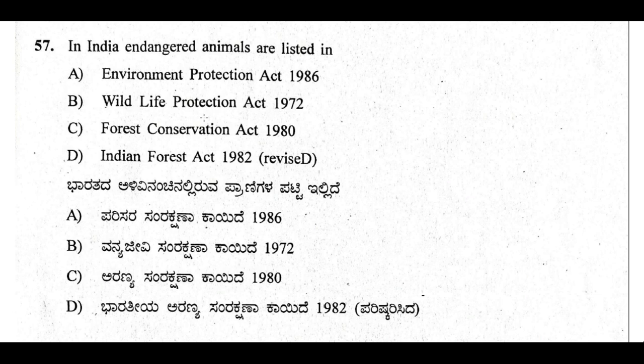Coming to 57th question, in India, endangered animals are listed in option A, Environment Protection Act 1986, option B, Wildlife Protection Act 1972, option C, Forest Conservation Act 1980, or is it D, Indian Forest Act 1982, that is revised? So the right answer is Wildlife Protection Act 1972. In India, endangered animals are listed. So it is listed on Schedule 1 of the Wildlife Protection Act 1972.